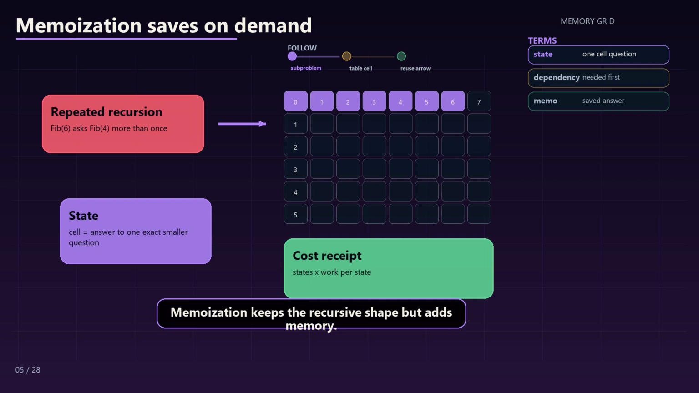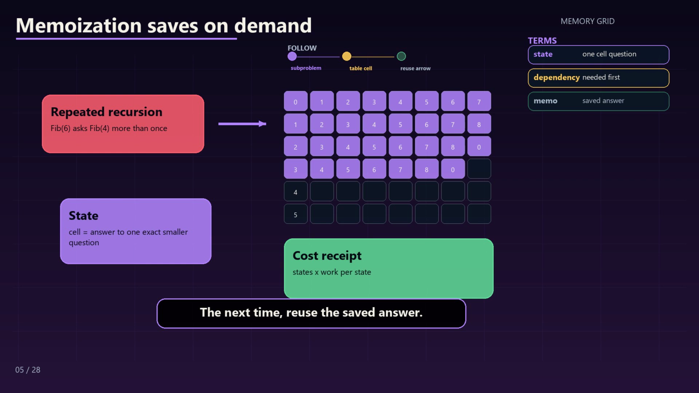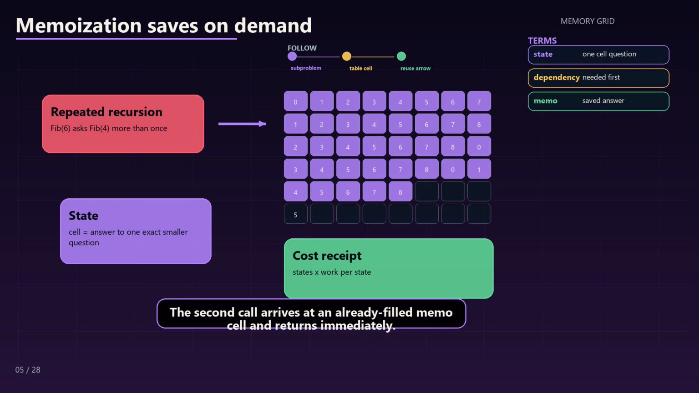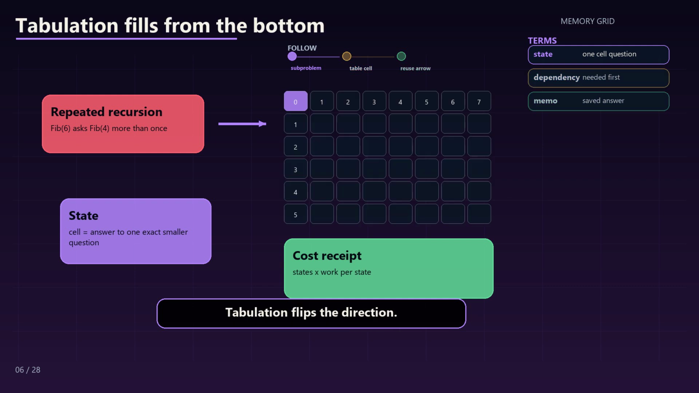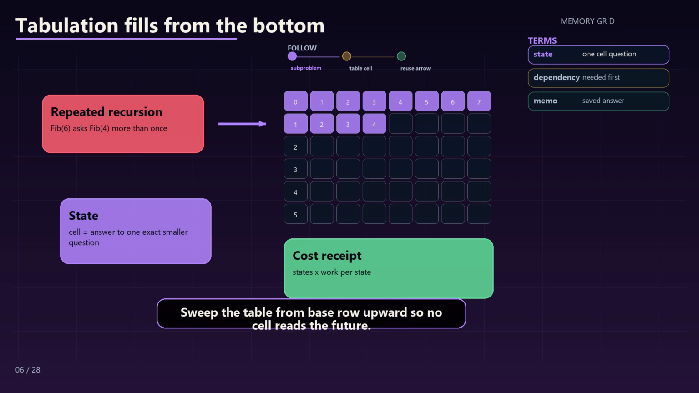Memoization keeps the recursive shape but adds memory. The first time a state is solved, store it. The next time, reuse the saved answer. The second call arrives at an already filled memo cell and returns immediately. Tabulation flips the direction. Instead of waiting for recursion to ask, fill smaller answers first so larger answers can read them safely. Sweep the table from base row upward so no cell reads the future.